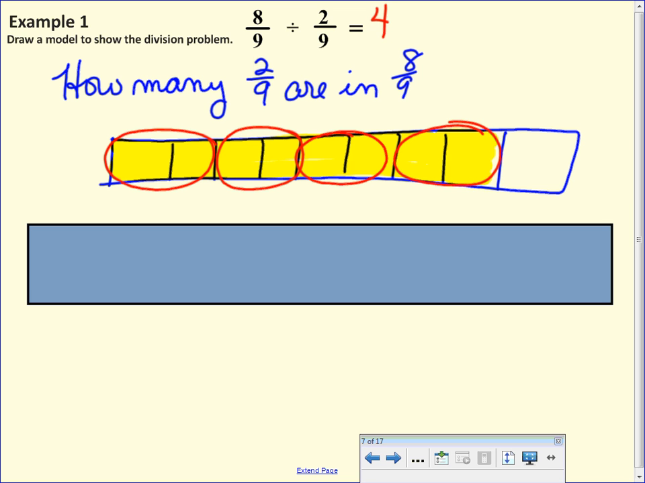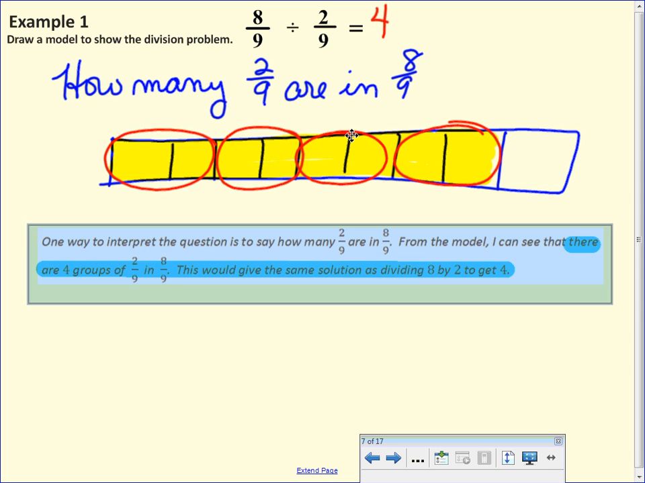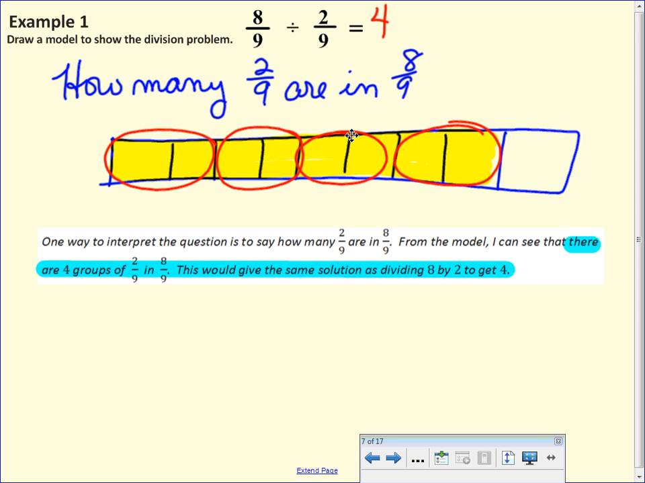So there are 4 groups of 2/9 in my 8/9. So 8/9 divided by 2/9 equals 4, because I made 4 whole groups. One way to interpret the question, like we said, is how many 2/9 are in 8/9? From the model I can see, and this is what I would like you to write, what I've highlighted in blue: there are 4 groups of 2/9 in 8/9.